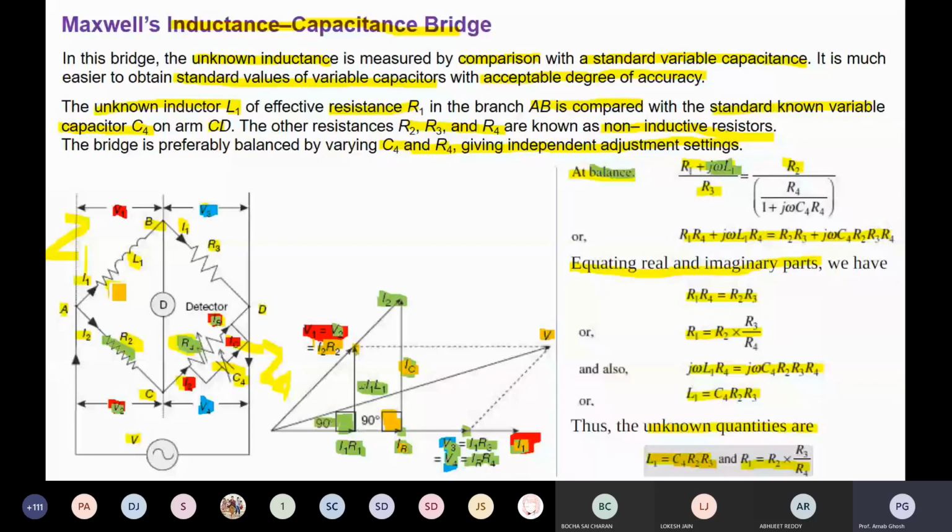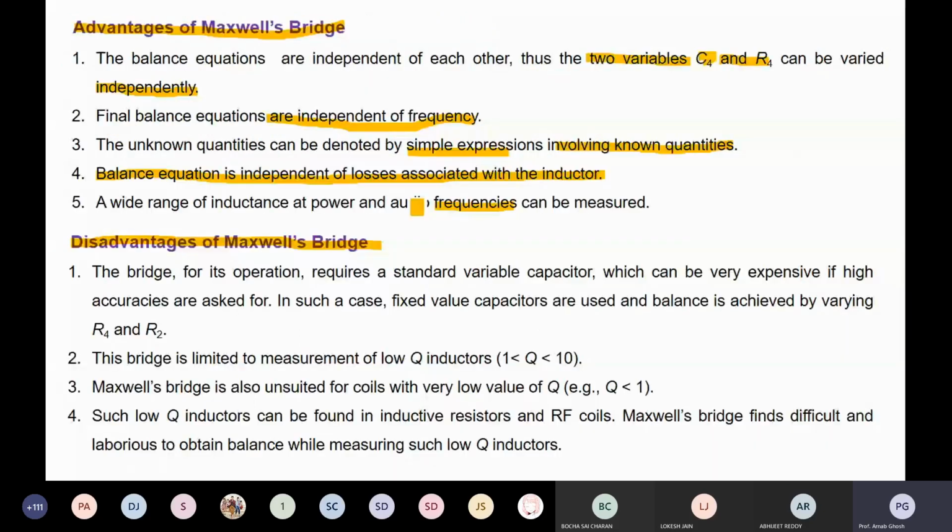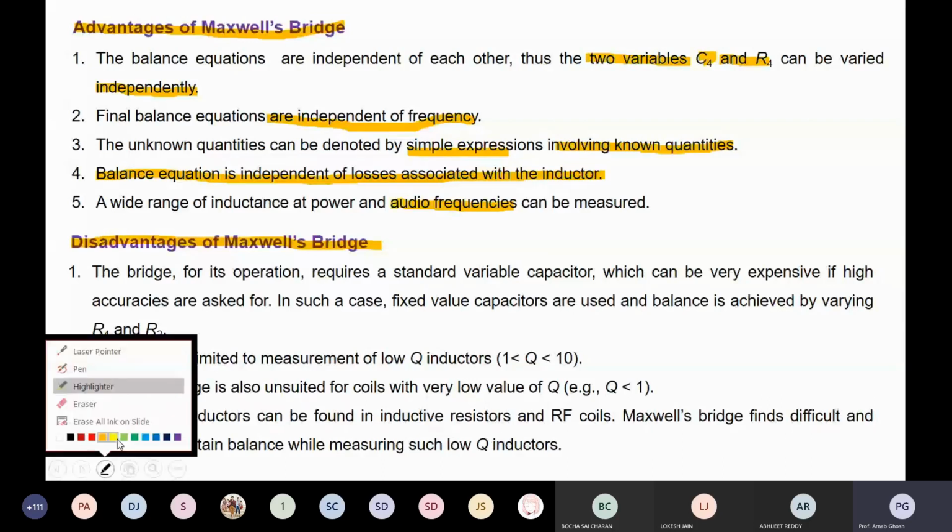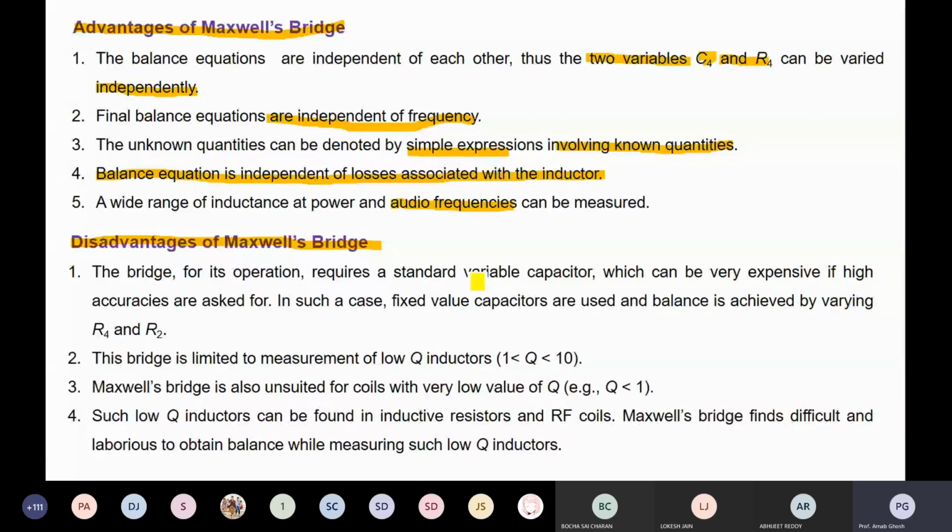So what are the most important disadvantages? The disadvantage is that the bridge for its operation requires a standard variable capacitor, that means C4. C4 is variable in nature, and a standard variable capacitor can be very expensive. Definitely, a moving electrode capacitor is relatively much more expensive.